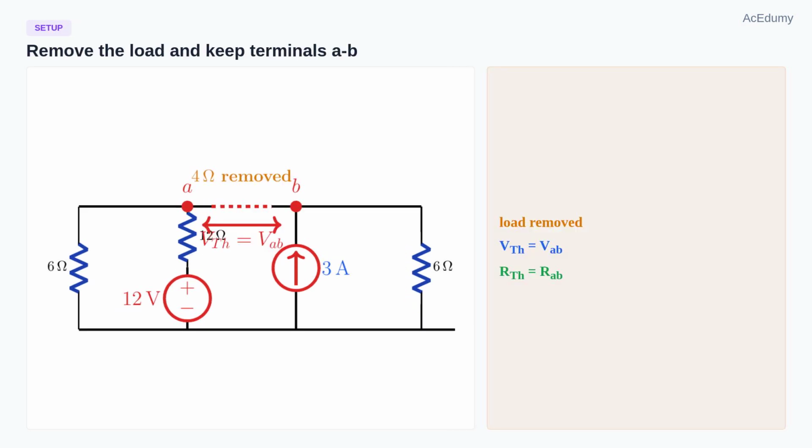The first move is to remove the 4-ohm load. The remaining network is seen from terminals A and B. Everything to the left and right of those terminals will become a voltage source Vthevenin in series with a resistance Rthevenin. After that, the 4-ohm resistor can be connected back to the equivalent.